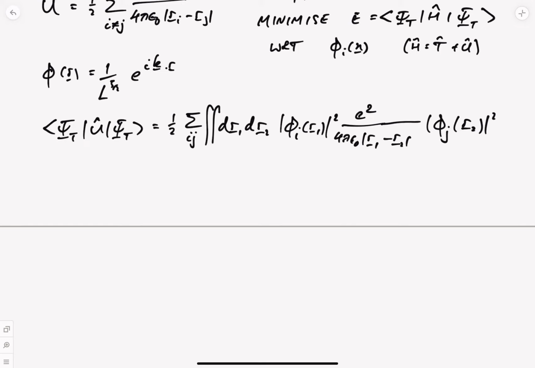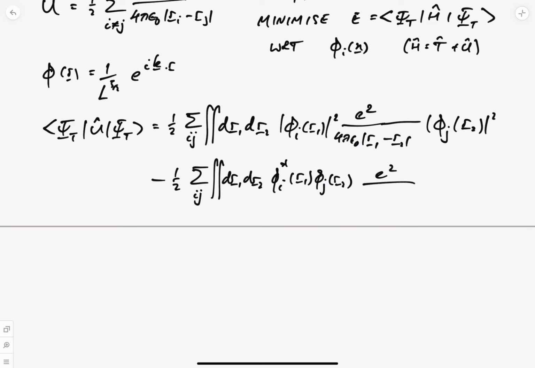In this case we've got a phi i star of r1, phi i of r1, which gives us the square modulus. And then the second term is an exchange term, it's the sum over i and j of the double integral, again dr1, dr2, and now we have phi i star of r1, phi j of r2, e squared over 4 pi epsilon naught |r1 minus r2|, phi i of r2, phi j star of r2.